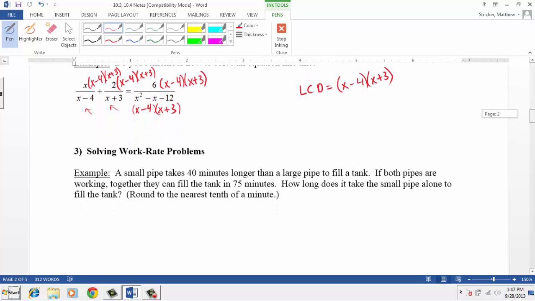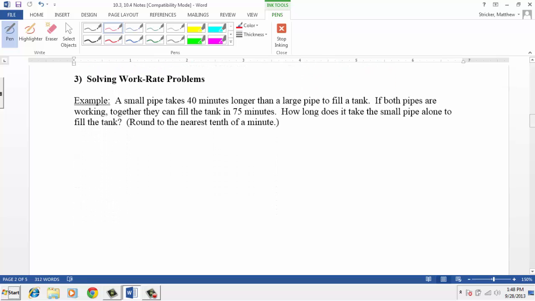Let's now take a look at an application problem. So these are the shared work problems, also called work rate problems. And they have to do with what happens when you solve a problem that has two different things sharing work. When you have maybe one person that can paint a house and another person that can paint a house, and how much faster the job happens when the two people work together. It has to do with that sort of thing.